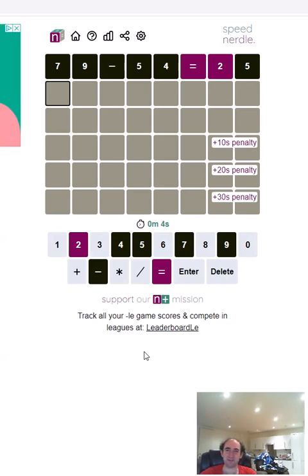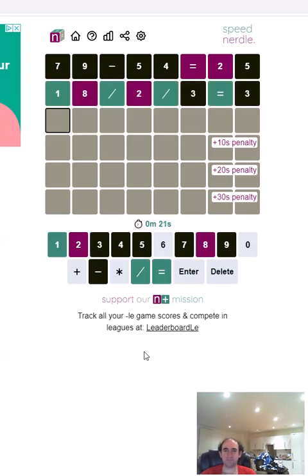Right, what are we doing with this one? We don't have division. No, we don't have subtraction, but we can have division. So let's try 18 divided by 2 divided by 3 and see what happens. Oh, we're actually incredibly close. 16 divided by 8 divided by 2 equals 1.